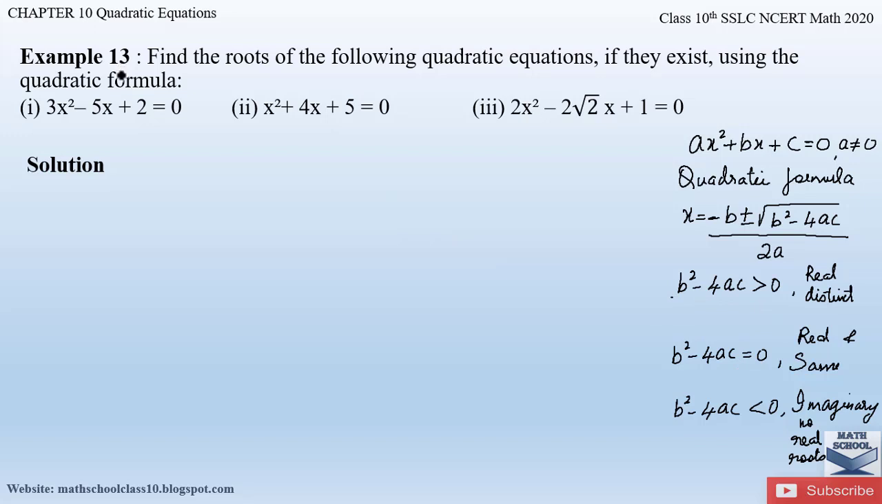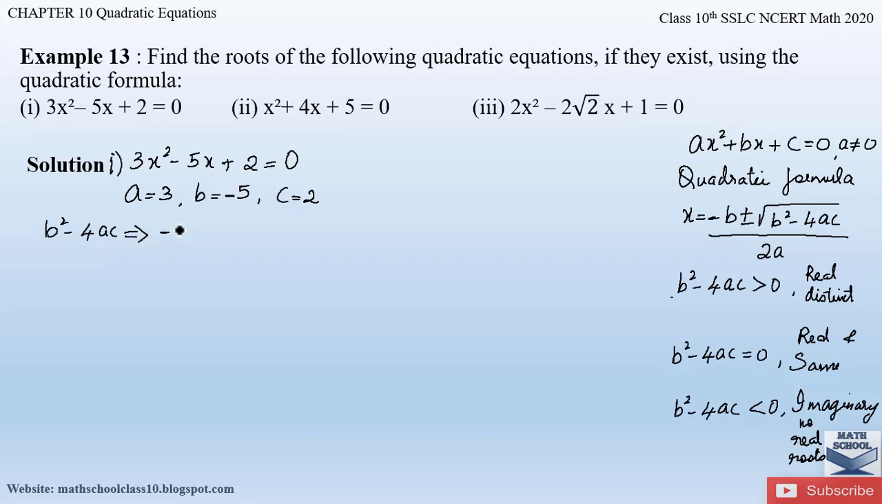Now in example number 13, part 1 has the quadratic equation 3x square minus 5x plus 2 is equal to 0. If you compare this with the standard form of the quadratic equation, the coefficient of x square is the a value, that is 3. The coefficient of x is the b value, that is minus 5, and the constant is plus 2. First we have to check the value of b square minus 4ac, so that we will know what type of roots we are going to obtain.